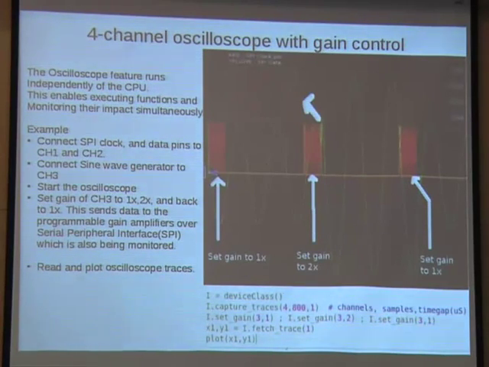And this actually runs as a non-blocking call. When you want to record traces, you can start recording traces, and in the meantime, you can do other operations like set digital outputs or read other values that are independent of the oscilloscope.